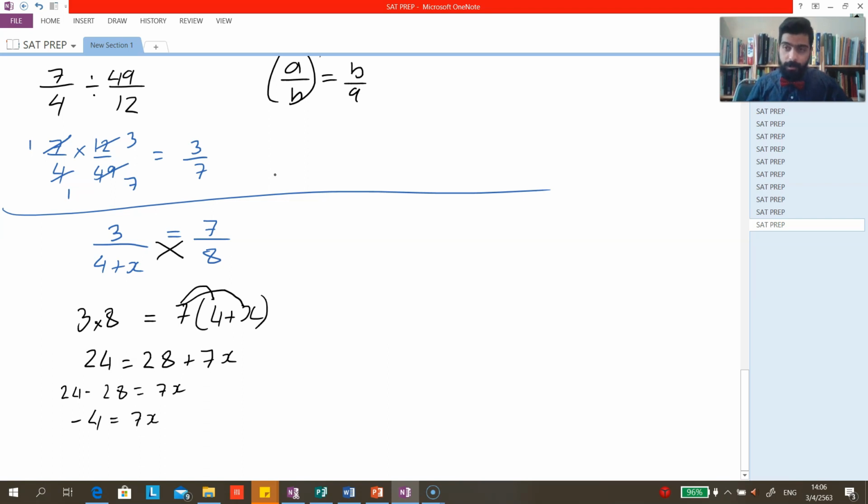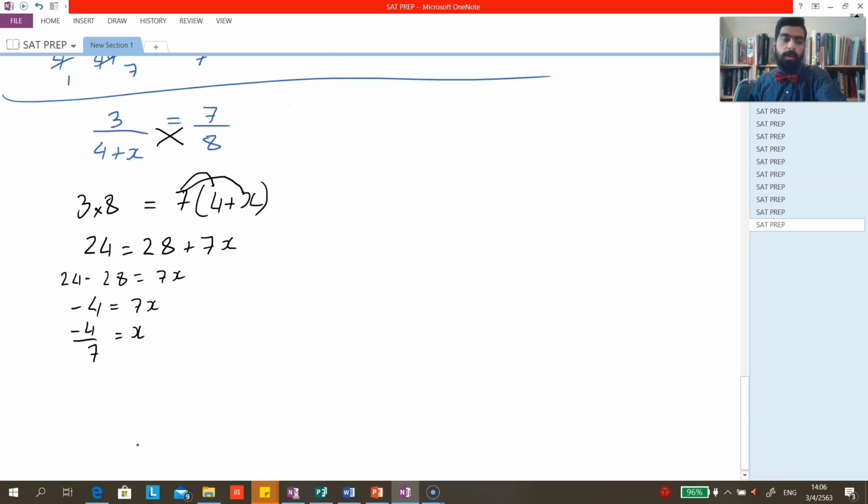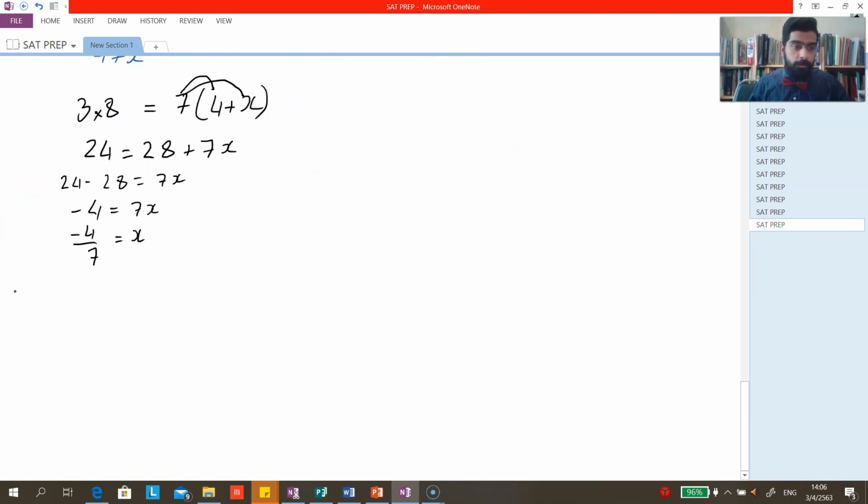And they're asking us to find the value of x, not 7x. So I'm going to transpose this 7 to the other side by changing it to division. So I would have minus 4 over 7 is equal to x. So the value of x would give us minus 4 over 7.